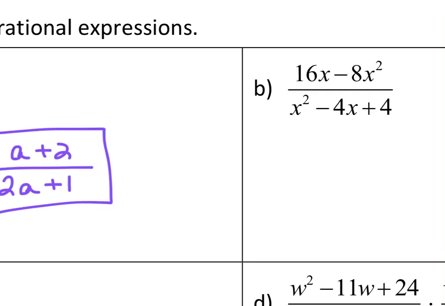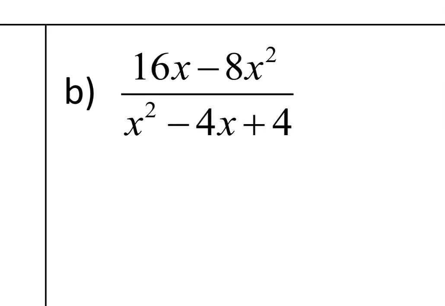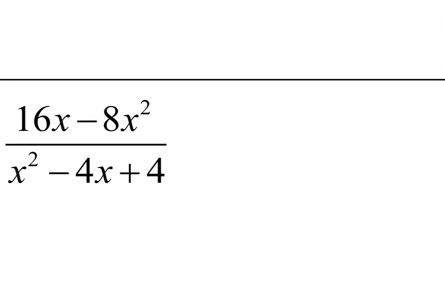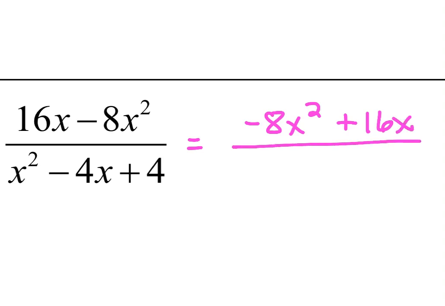In letter B, your numerator has a GCF of -8. Actually, before I do that, just because it makes my eyes happier, I'm going to write that numerator in standard form. So -8x squared plus 16x. And that's just a little bit easier to think about and process.